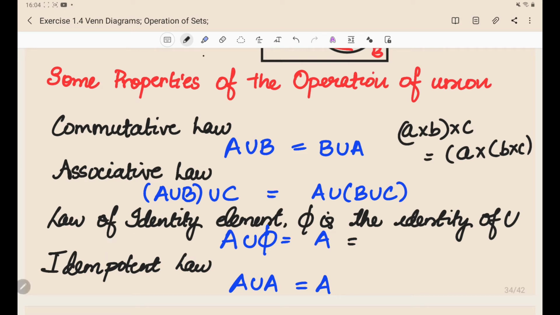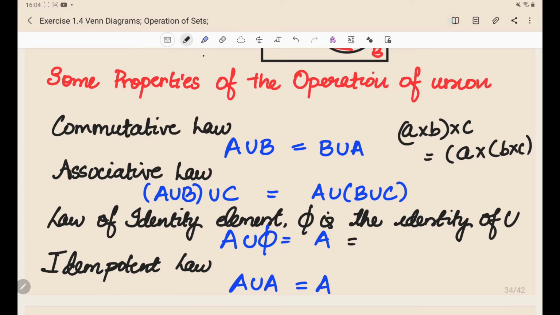Again, the third law, the law of identity element. Phi is the identity of U. That is, if you take the union of a subset with phi, what is it? It's an empty set, right? If you take the union with an empty set, you will get that same set itself. That's what is meant by the third law.